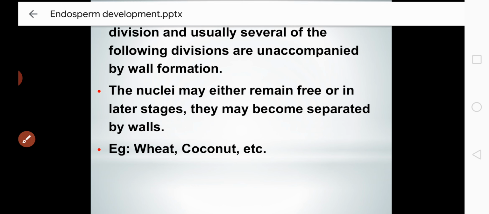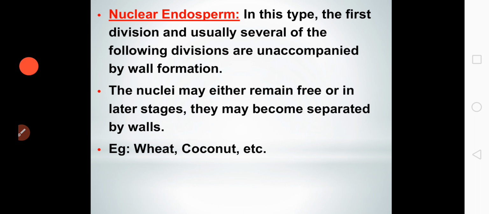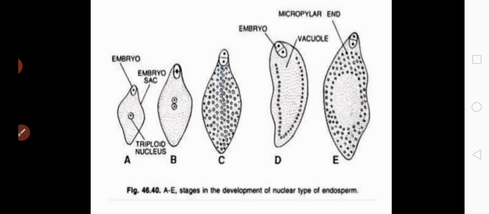Examples for nuclear endosperm formation are wheat and coconut. Coconut water is the best example for nuclear endosperm.